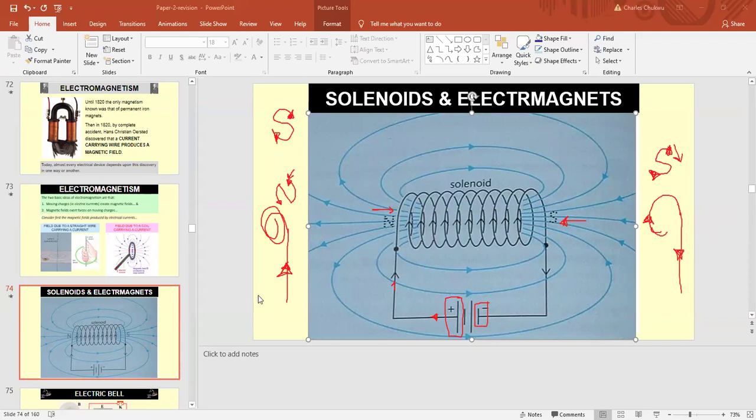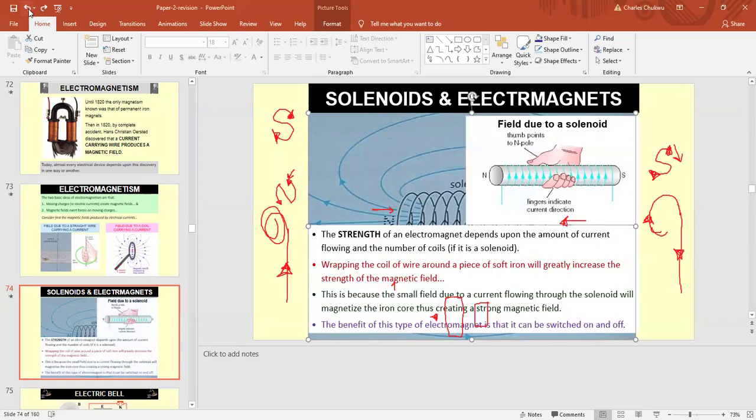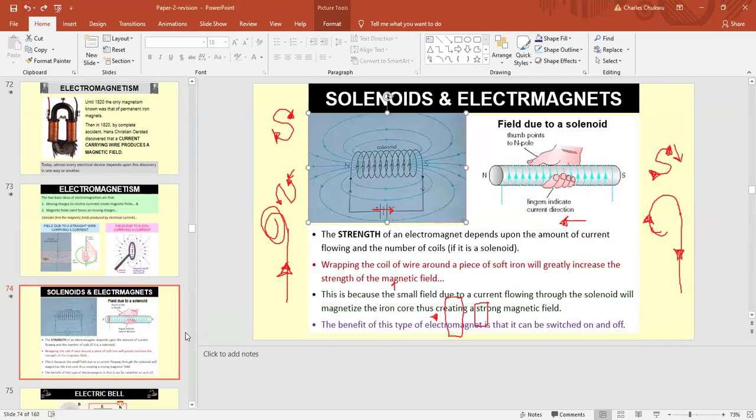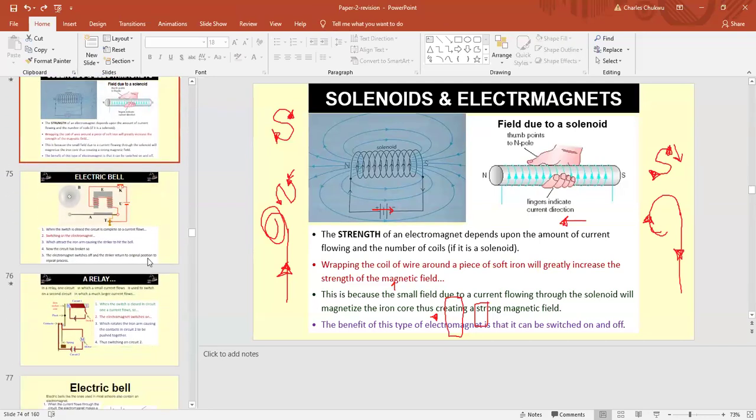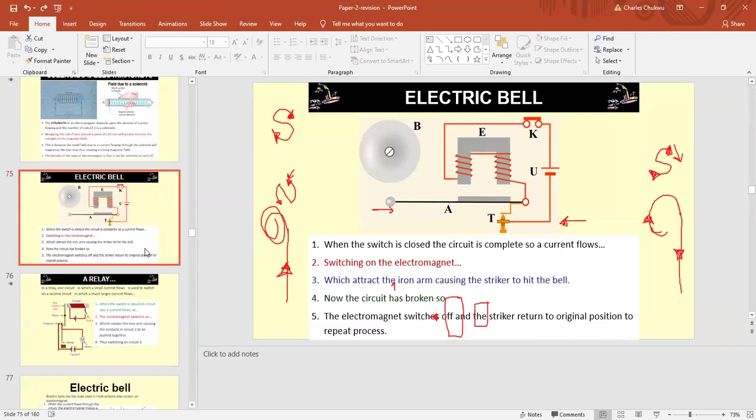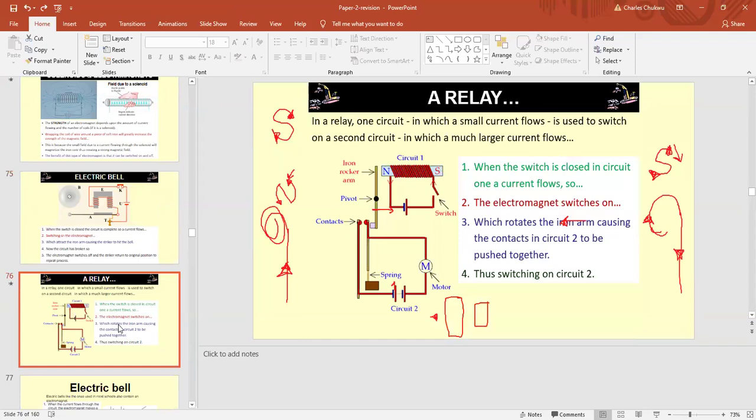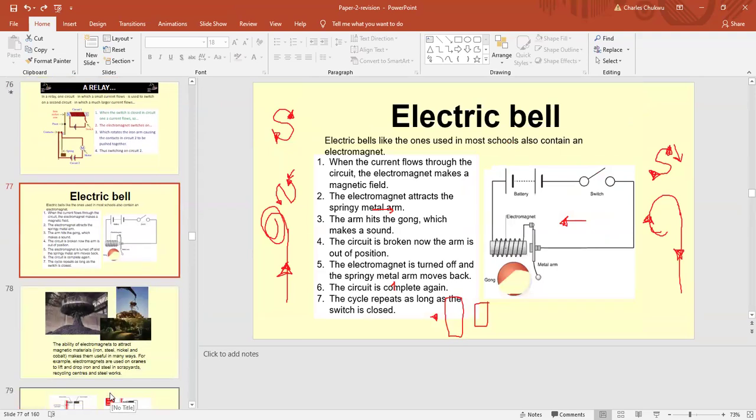So that's it. That's what I basically wanted to show you. But like I said, I'm not going to spend much time on it because I'm not too sure that this is under foundation, so that we don't spend too much time on this. I think this is one of those practicals, but this is how the electric bell works. That's the principle of the electric bell. A relay. Let's see, electric bell.